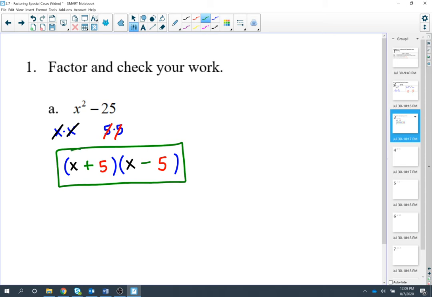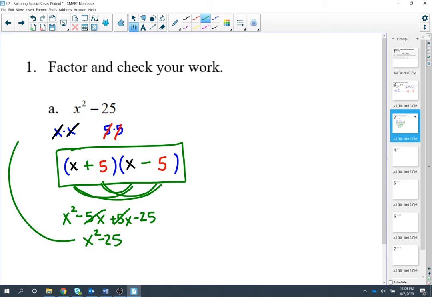Okay, that is factored. The way we check it, x times x, x squared. X times negative 5, negative 5x. 5 times x, 5x. 5 times negative 5, negative 25. Combine like terms, negative 5x and positive 5x go to 0. X squared minus 25.